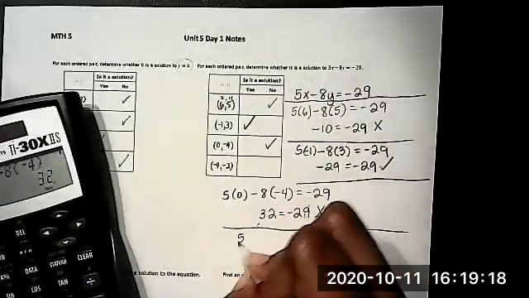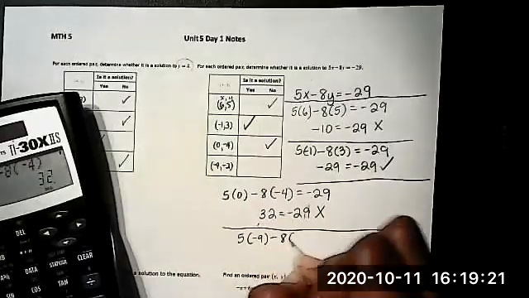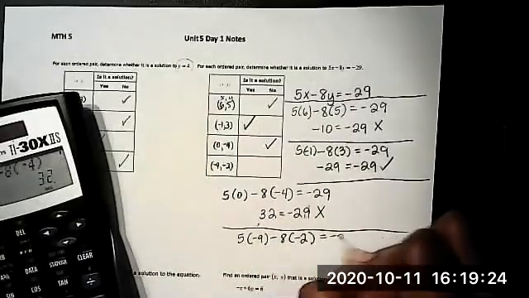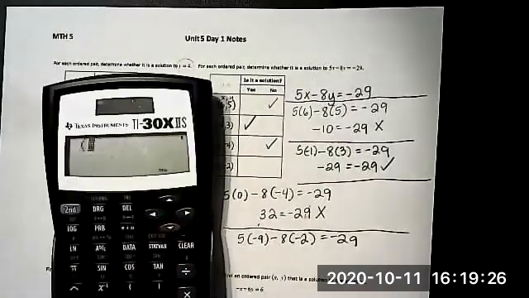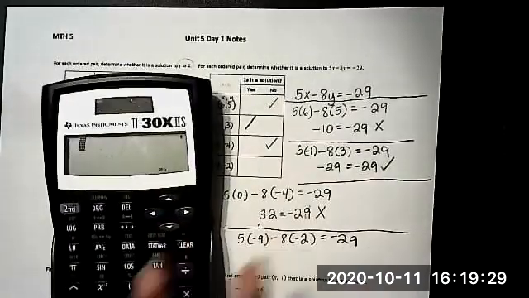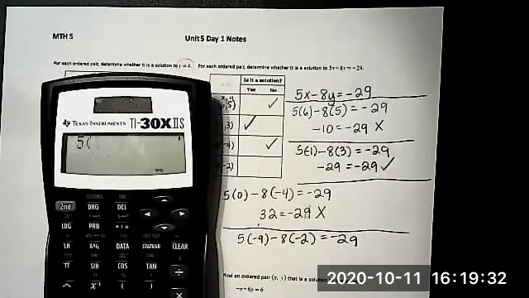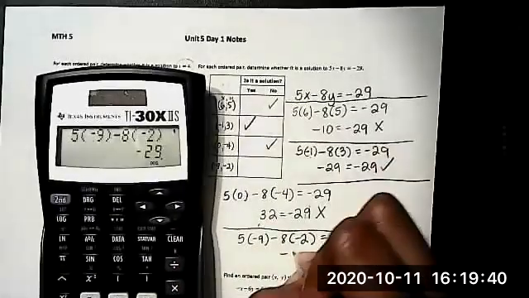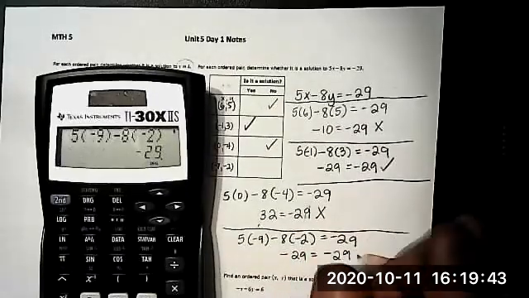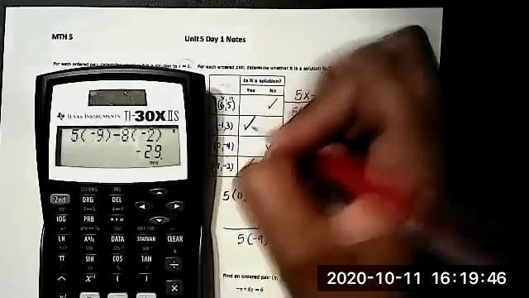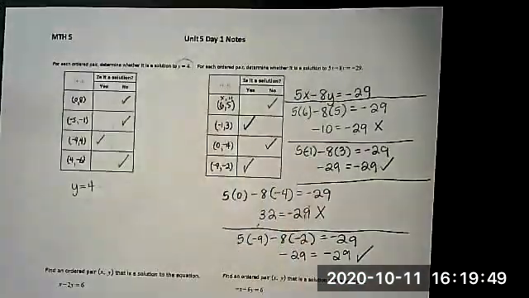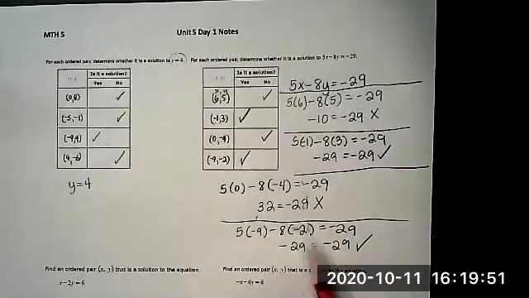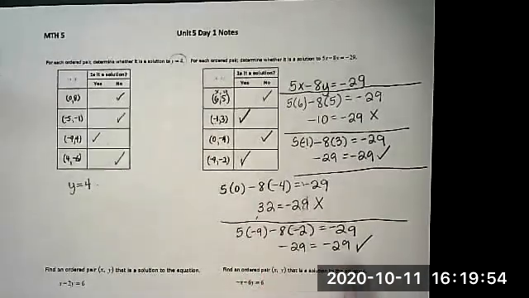And then finally, 5 times negative 9 minus 8 times negative 2 equals negative 29. 5 times negative 9 minus 8 times negative 2, and that equals negative 29. So that is a solution because it is true. Okay, that's how you find out if something is a solution. Just replace the x and the y, and if it comes out to be true, it is a solution. Okay.